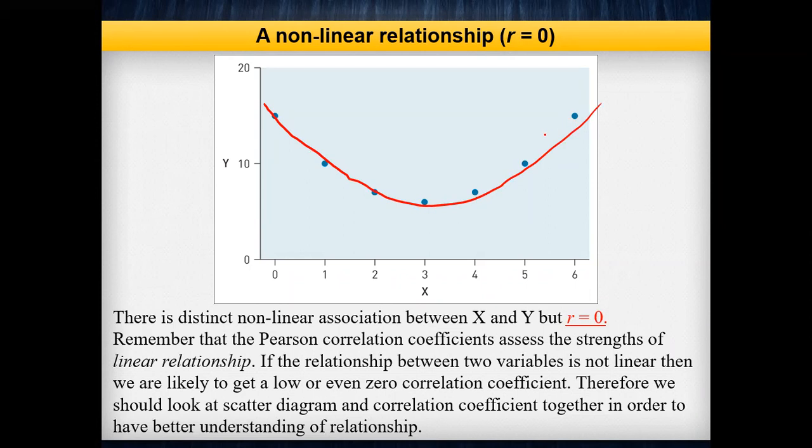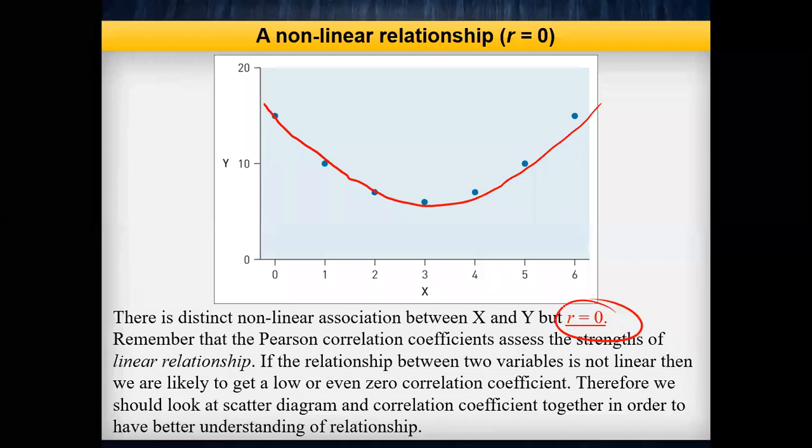Very strongly correlated, but this relationship is non-linear. It is not a linear relationship. Now look, the scatter diagram is showing us a relationship, but the Pearson correlation coefficient for this example is 0. Why does this happen?